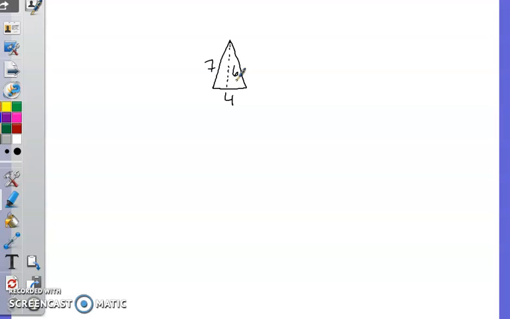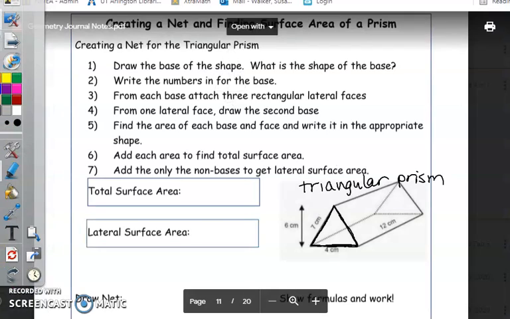That is the base. Remember, right now we're going to work on lateral and total. Lateral does not include the bases. Lateral is like the label. So we drew the base, we wrote the numbers. From each base, attach 3 rectangles. Now, you can do it a couple ways, but I'm going to show you the way I'm going to do it.